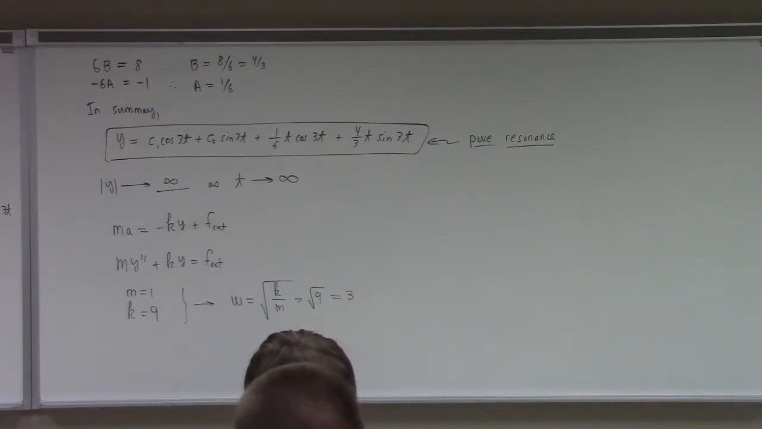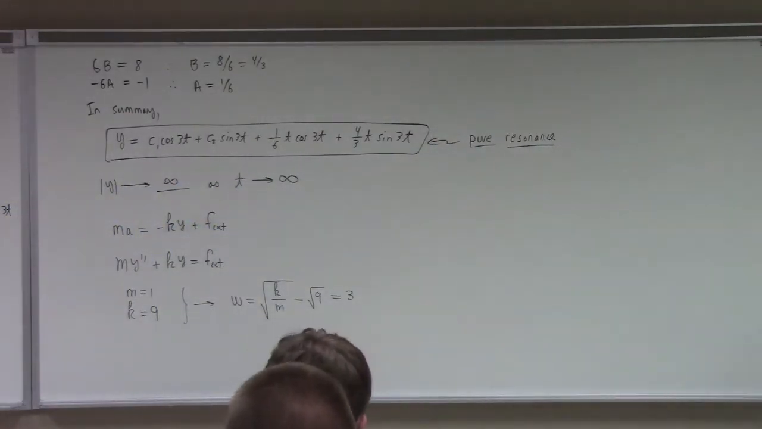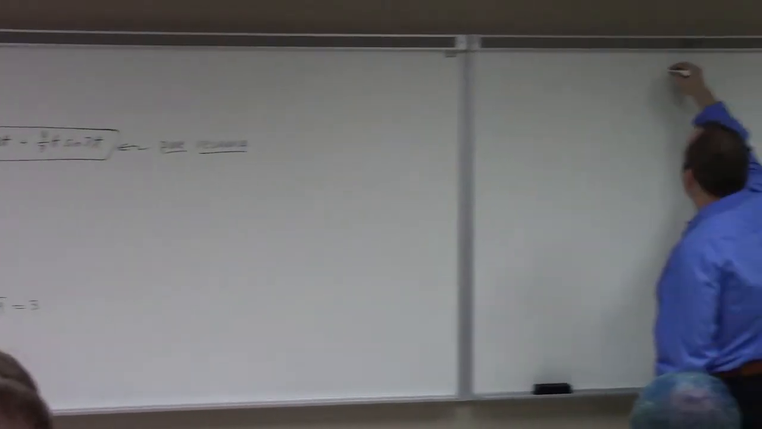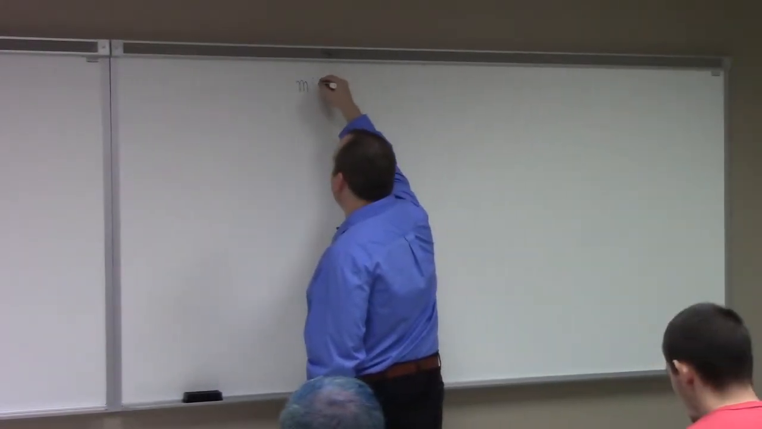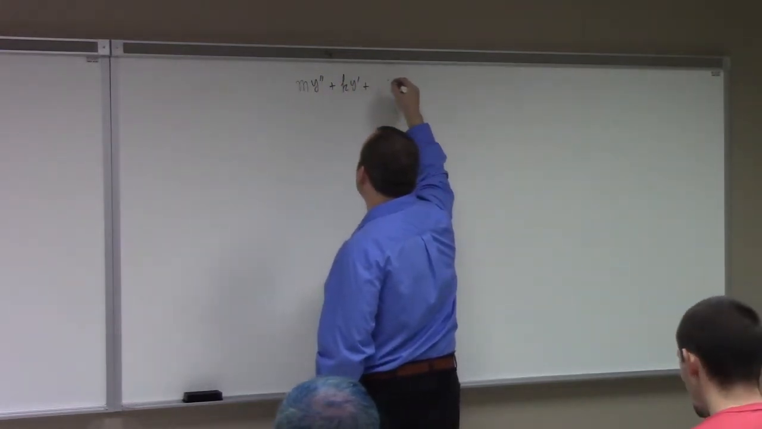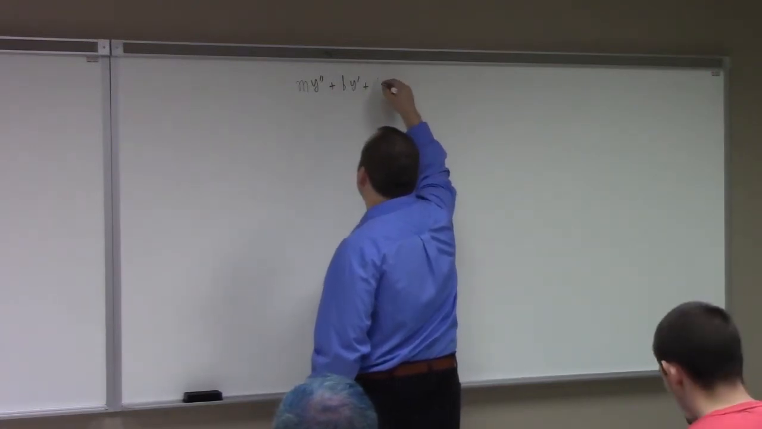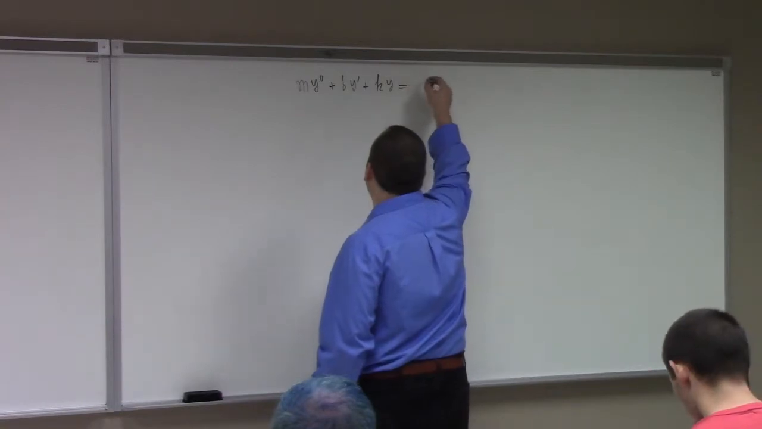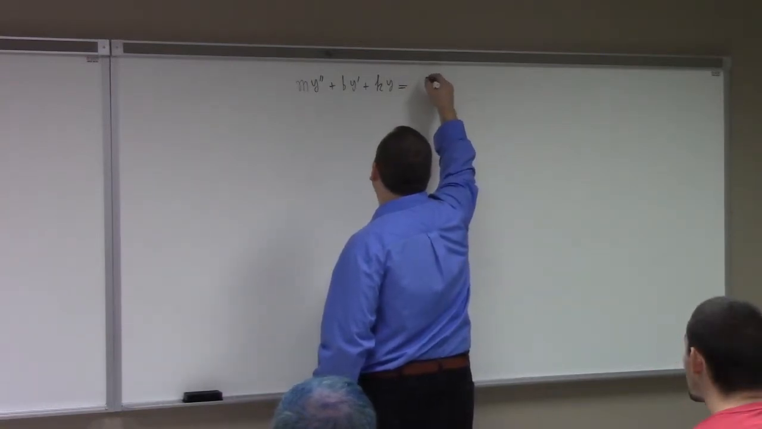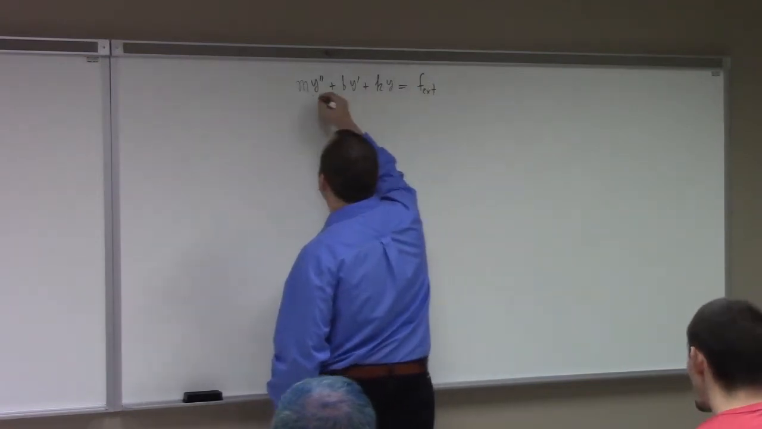But this is pure resonance, right? But real physical systems, what do they look like? So I guess we should talk about a few different things here today. One thing we should talk about is if you have m y prime prime plus, I'm sorry, not k, beta, maybe b y prime plus ky equal to an external force. Ignoring the external force, you can look at this.